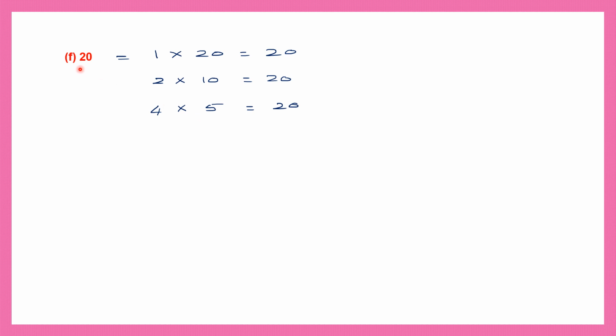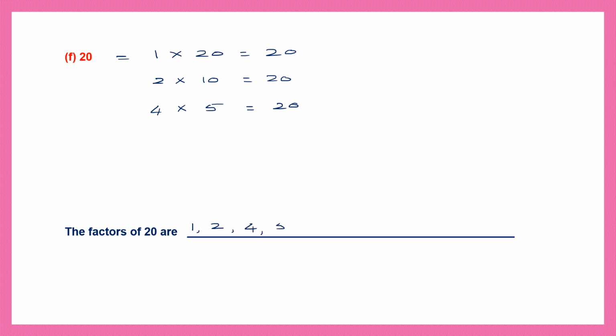So what are all the factors of 20? 1 and 20, 2 and 10, 4 and 5. So let's write that out now. So factors of 20 are in order 1, 2, 4, 5, 10 and 20. These are the factors of 20.